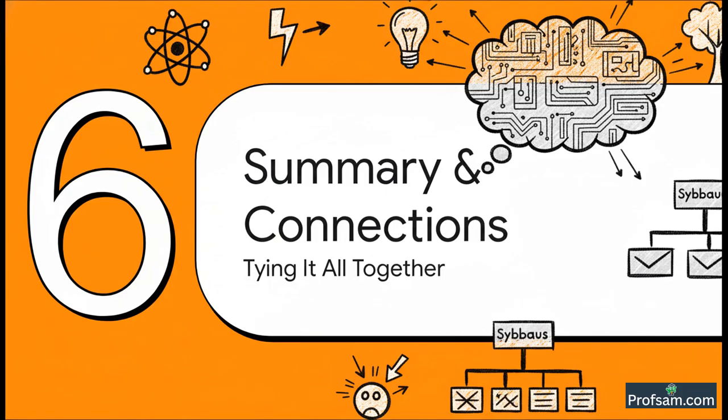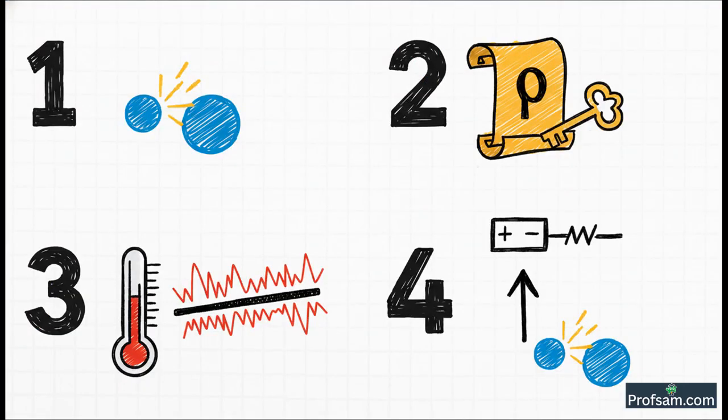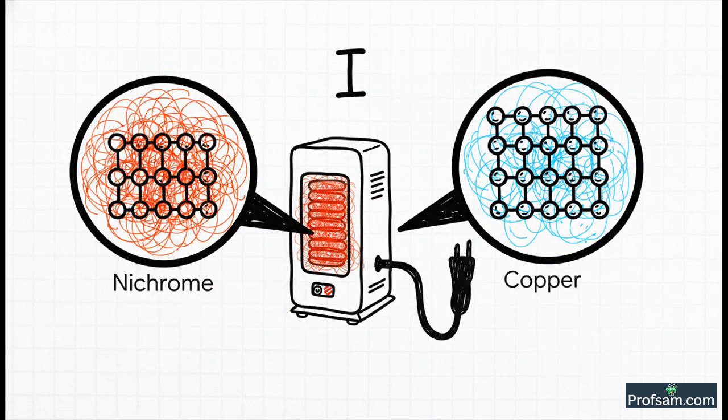All right, let's quickly summarize everything we have learned and see how this topic connects to the bigger picture of electricity. So, here are the 4 most important points to take away. 1. Resistivity is because of collisions. It's not some magical friction. 2. The master formula, rho equals m upon n e squared tau, explains everything. 3. For metals, temperature up means resistivity up. And 4, and this is a big one, this entire idea of collisions is the microscopic reason why Ohm's law actually works.